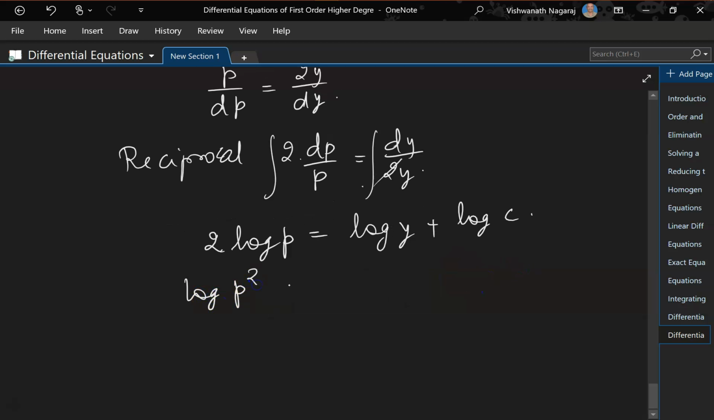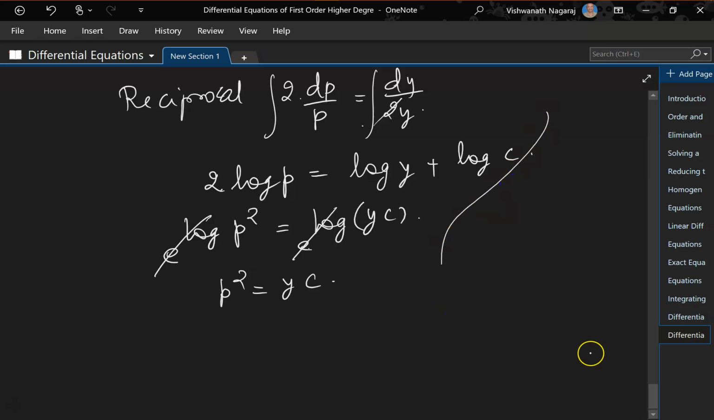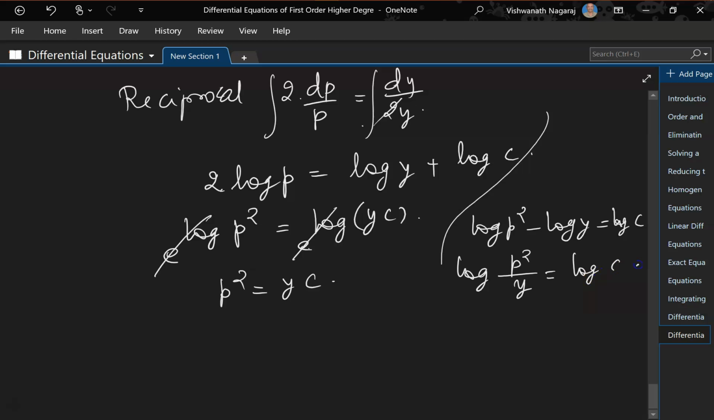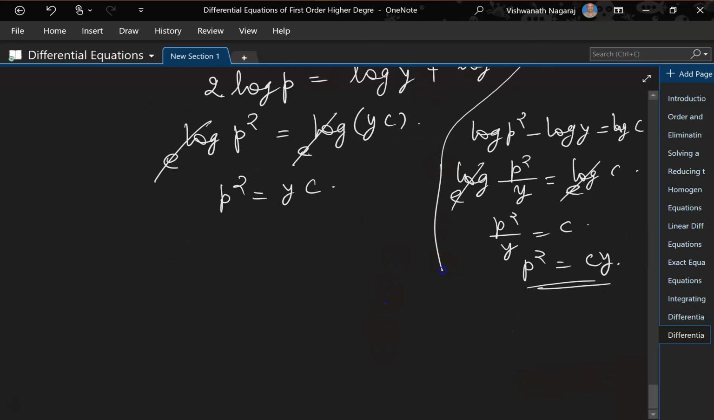This can be written as log p square minus log y is equal to, or what we can do is equal to log yc. And now exponentiate both sides. So this and this gets cancelled. p square is equal to yc. Now let's just see for fun what happens if I bring log y to this side. So it becomes log p square minus log y is equal to log c. What we can do is log rules. So this becomes p square by y is equal to log c. Exponentiate. So this becomes p square by y equal to c, or p square is equal to cy. So as you notice, it's the same. So it doesn't really matter in what order you do it.